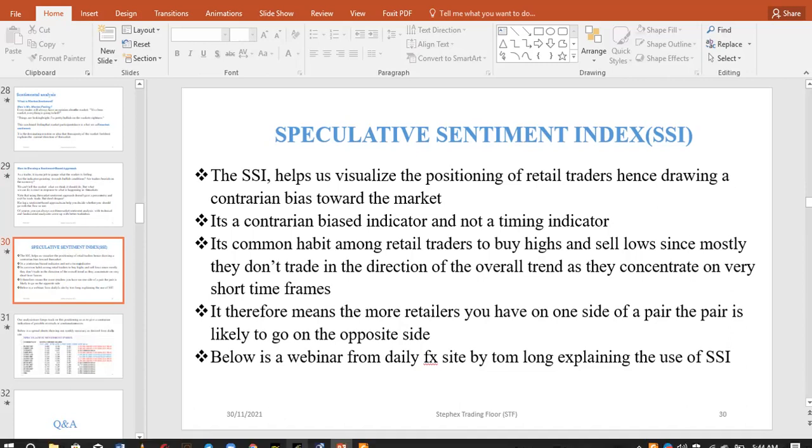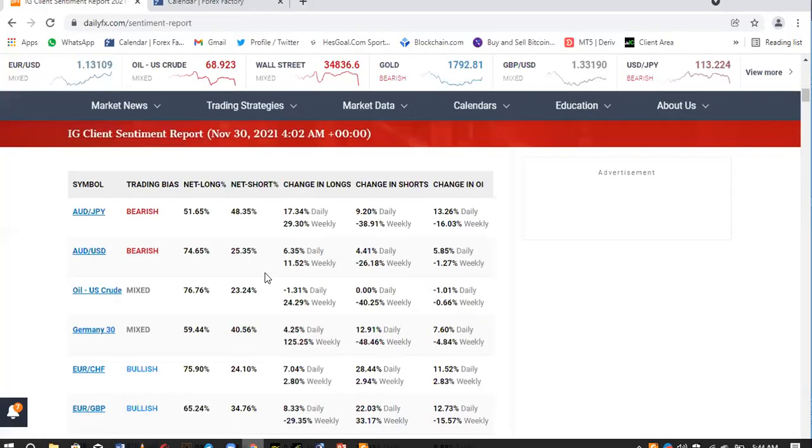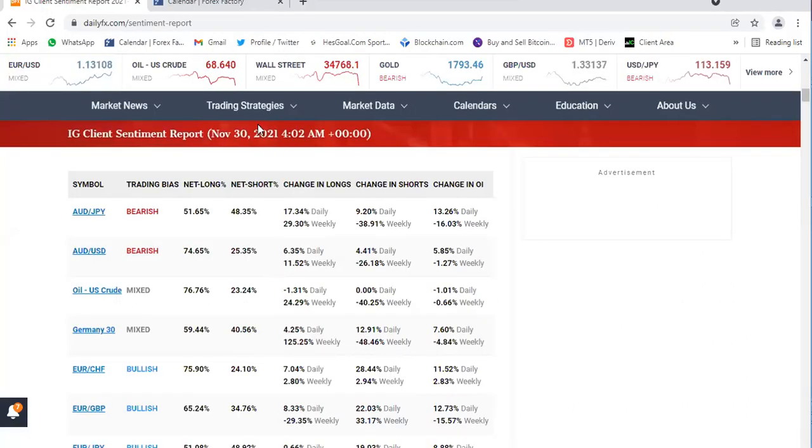And this information, you can get it if you go to the Daily FX, then under strategies, you come here under sentiment, and you can see this information. If you check a currency like AUD/JPY, the Aussie versus the yen, or AUD/USD, you can see the net longs in percentages. We're able to see the percentage of those who are buying and those who are selling.